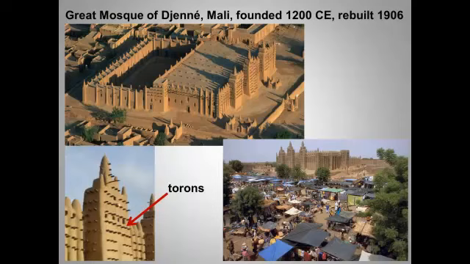The mosque is built on a platform that's raised almost 10 feet above the level of the surrounding marketplace, shown here. These are the two images that the College Board requires, by the way. The platform prevents damage to the mosque when the Bani River, which surrounds the town, floods. The cone-shaped spires or pinnacles at the top of each minaret are topped with ostrich eggs, a traditional symbol of fertility. The walls of the building are decorated with bundles of palm sticks called torons that project from the surface, and these also serve as a scaffolding for replastering the mosque.